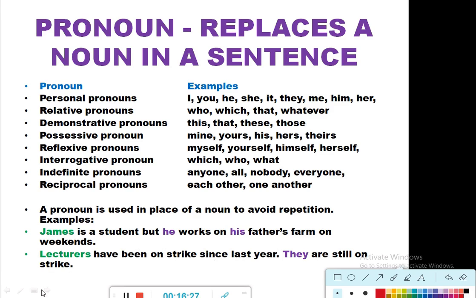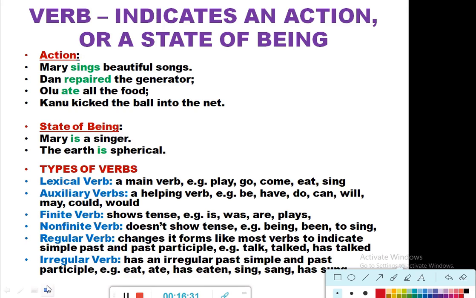Okay, so next we look at the verb. A verb indicates an action or a state of being. That's what a verb does. And then in terms of indicating action, we take these examples.